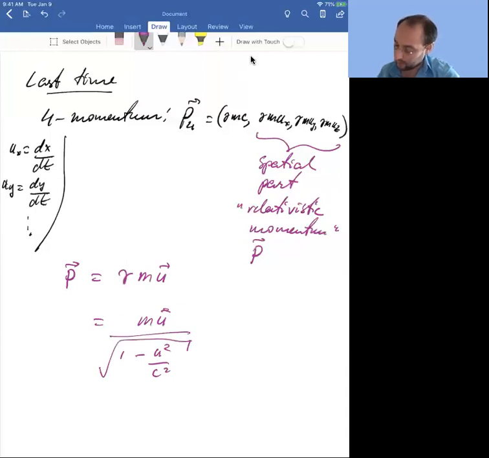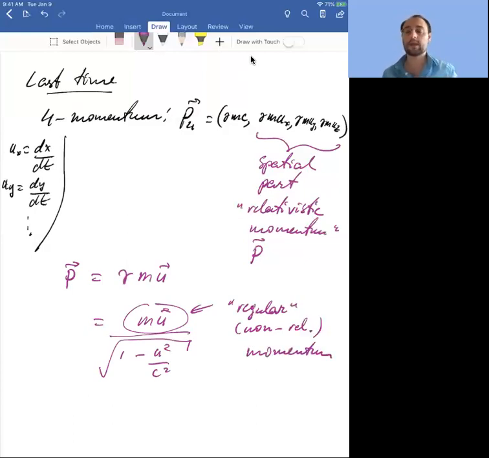So the upstairs is regular, or non-relativistic momentum. And in relativity, when we say momentum, what we really mean is this thing, okay? So we see that relativistic momentum thus defined is just gamma times the non-relativistic momentum. And although this is just the definition, we simply gave the name to this quantity and called it momentum.